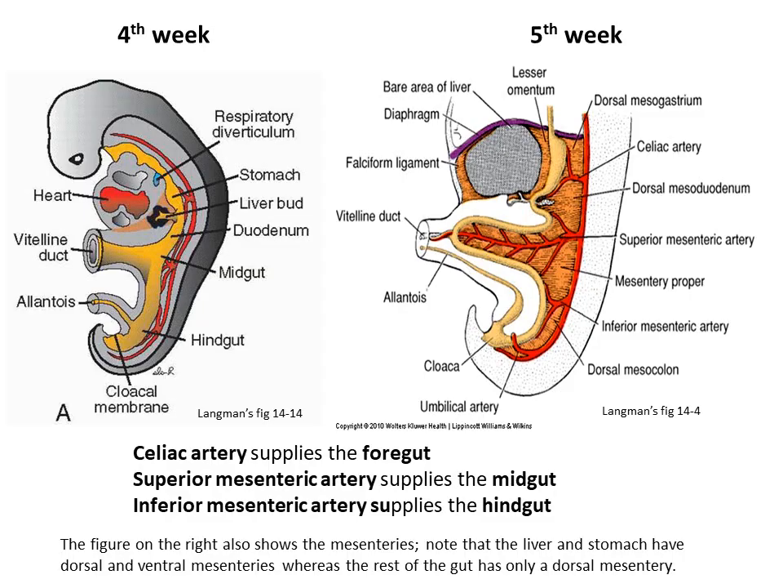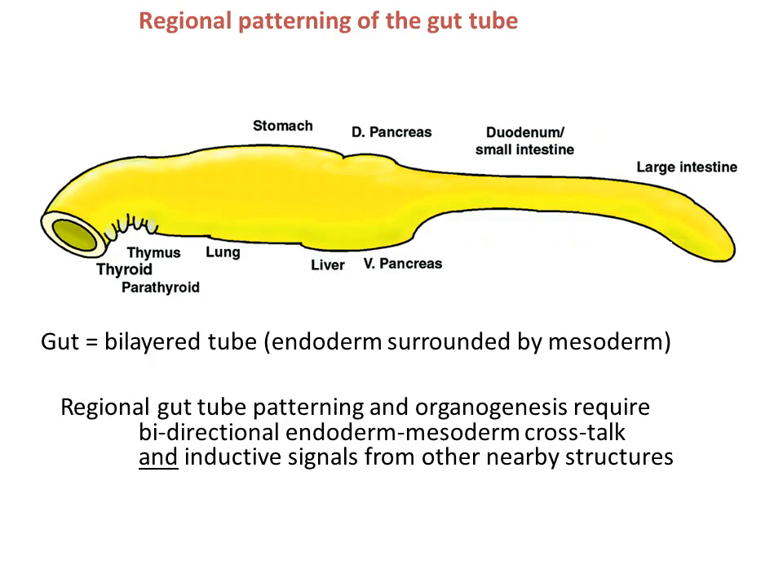The figure on the right also shows the mesenteries. As you can see in the fifth week, the liver and the stomach have dorsal and ventral mesenteries, whereas the rest of the gut has only a dorsal mesentery. You see between the three arteries, this is where the mesenteries appear.